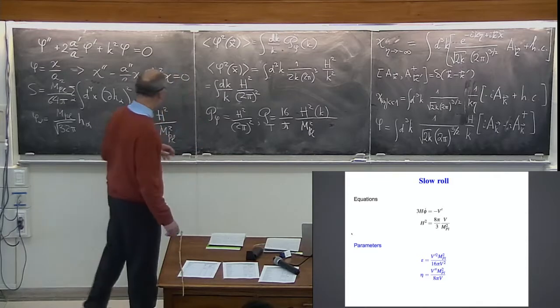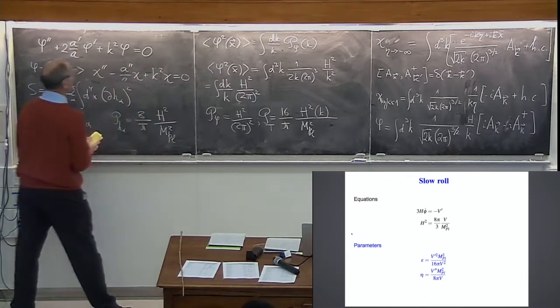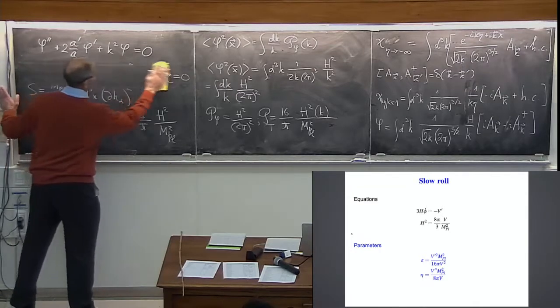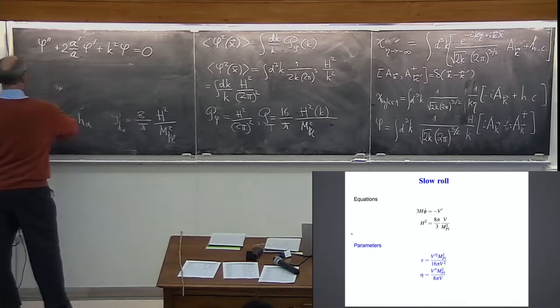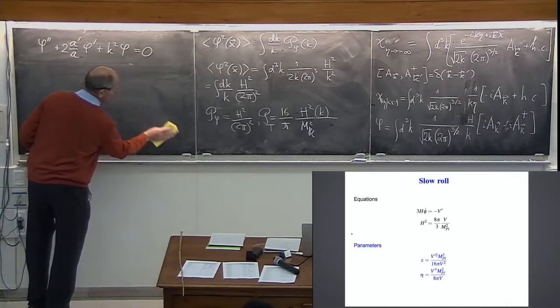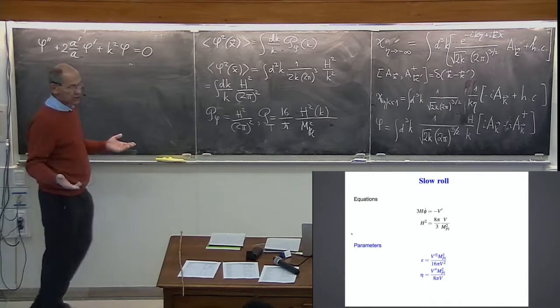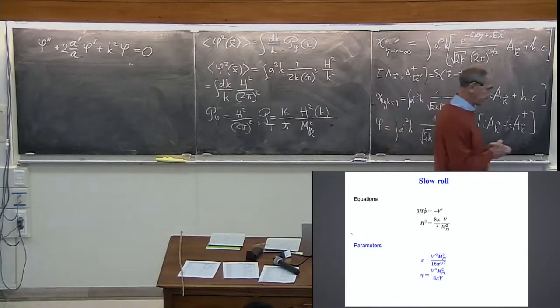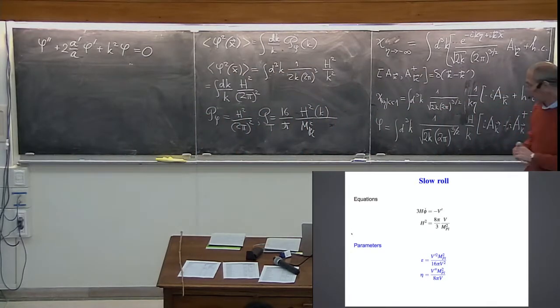For the inflaton, the situation is different. These are gravity waves, tensor perturbations. But what we want to know also is scalar perturbations. Scalar perturbations come from the only source of energy density, which is the inflaton. Right?